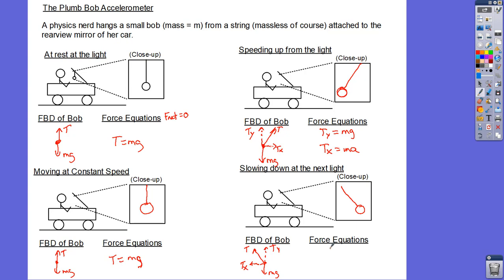And so our force equations are similar to before: Ty equals mg and Tx equals ma. But what I want to point out is that now, if it's traveling to the right but slowing down, the acceleration is pointed to the left. So the net force in this equation points to the left in that situation.